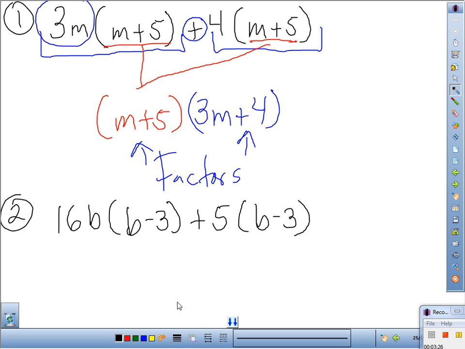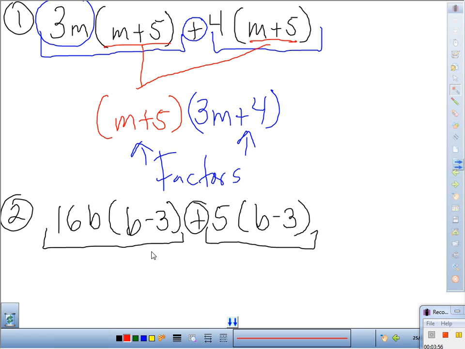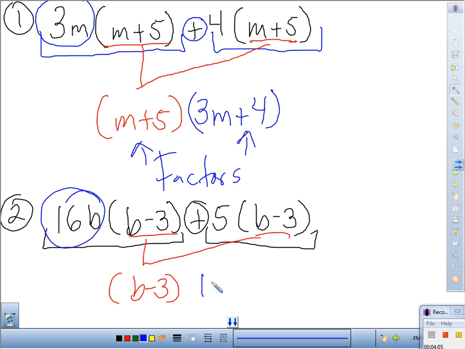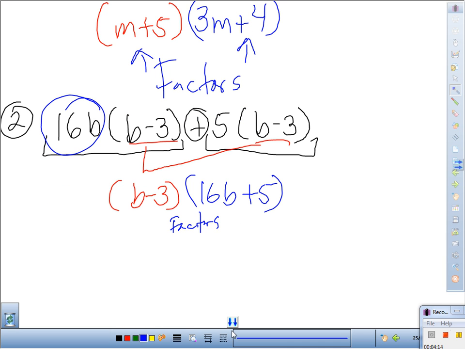All right, here goes the process. Do we have an addition or subtraction outside the parentheses? Yes, right here. So that means one term, two terms. What's the same for both terms? B minus 3, that's my GCF. What's left over for the first term? 16b. What's left over for the second term? Plus 5. And these are my factors. And if you got that by yourself? Okay, good. Let's go to number 3.